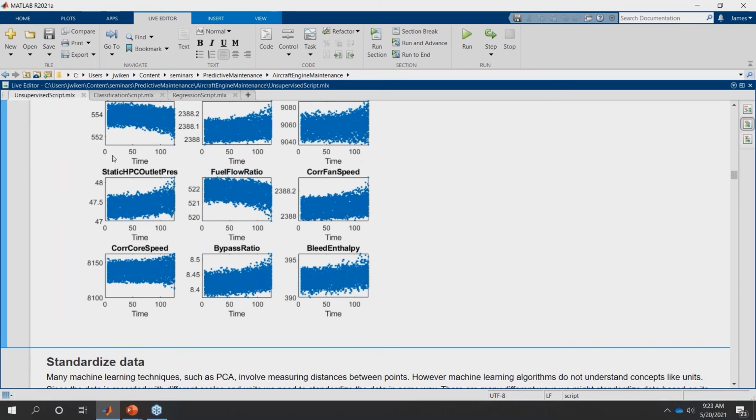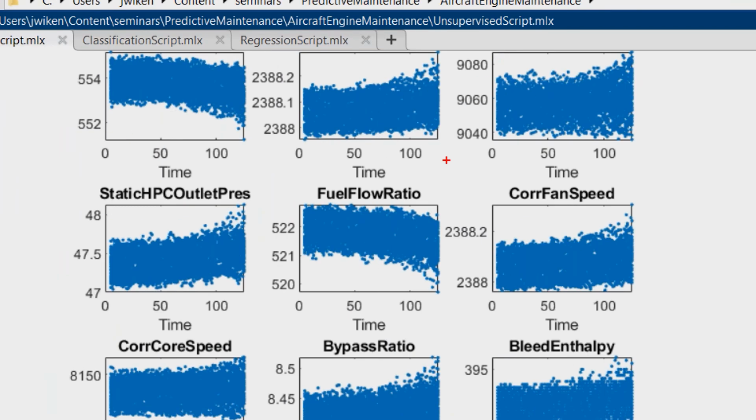Now, one thing you might notice is the scales of these different sensors, right? It really just comes down to how these things are measured and what units we use when we gather it. But we're seeing things like the pressure is on the order of 50, whereas the fan speed is on the order of thousands. Now when we want to use these together, if we just left it as is, the fan speed would outweigh any influence that something like the outlet pressure might have just by virtue of having a bigger number.